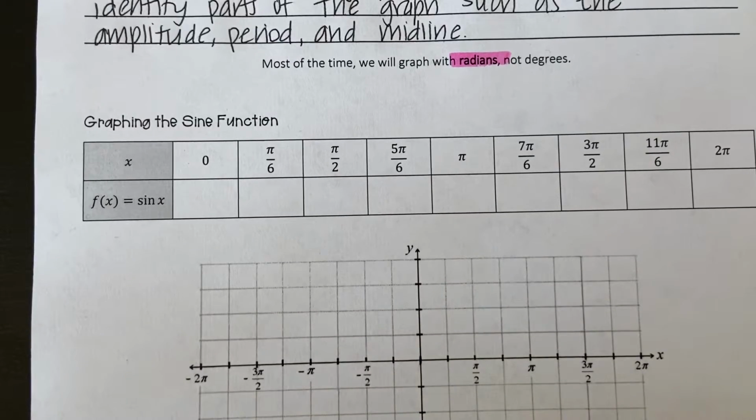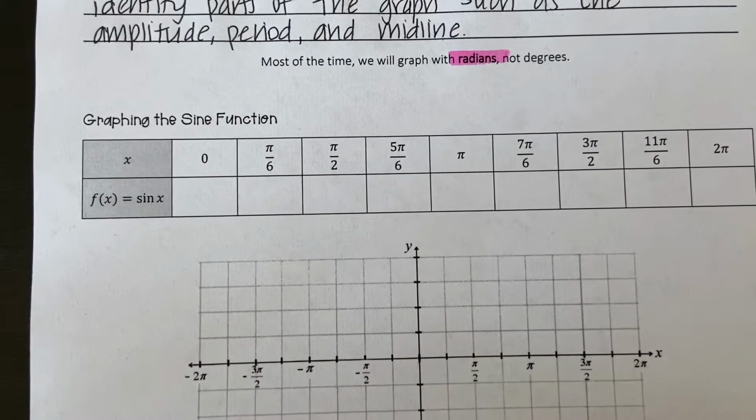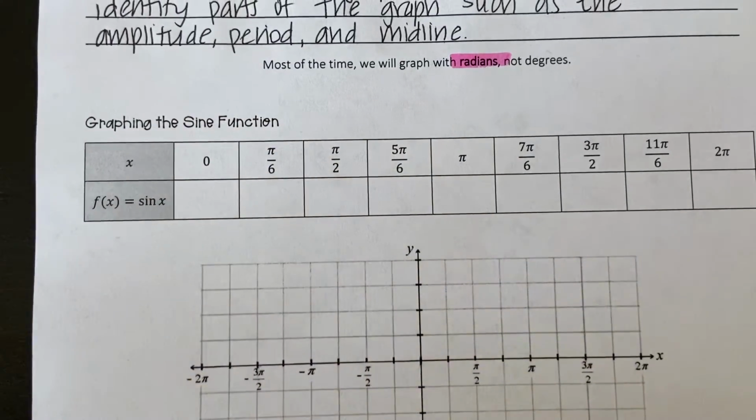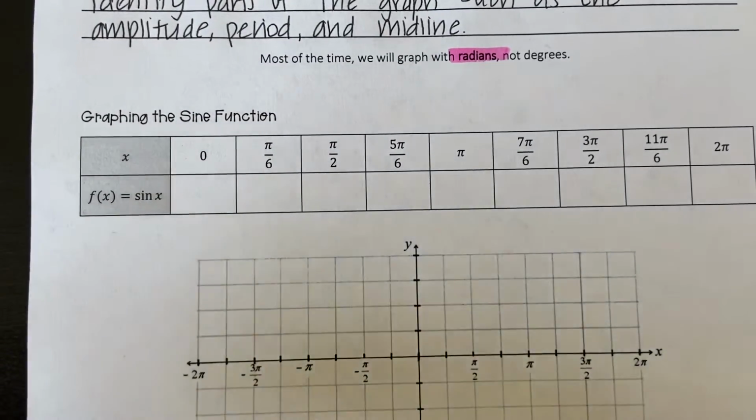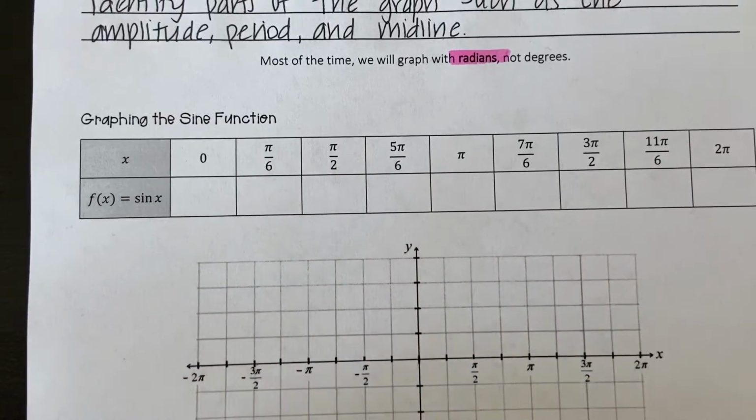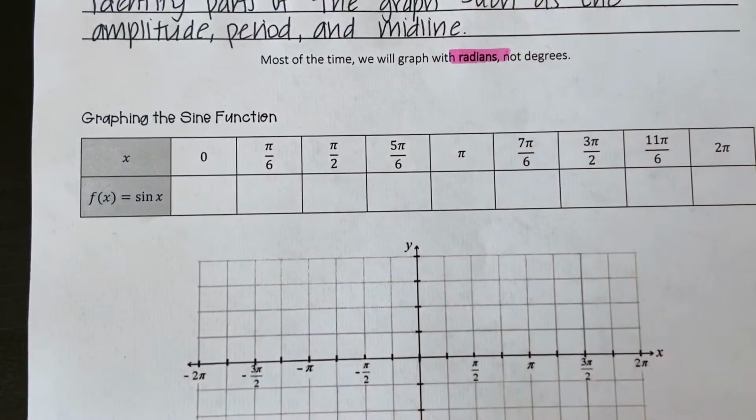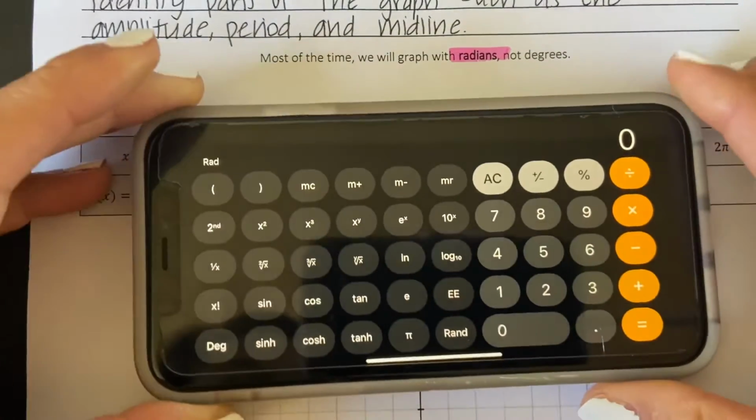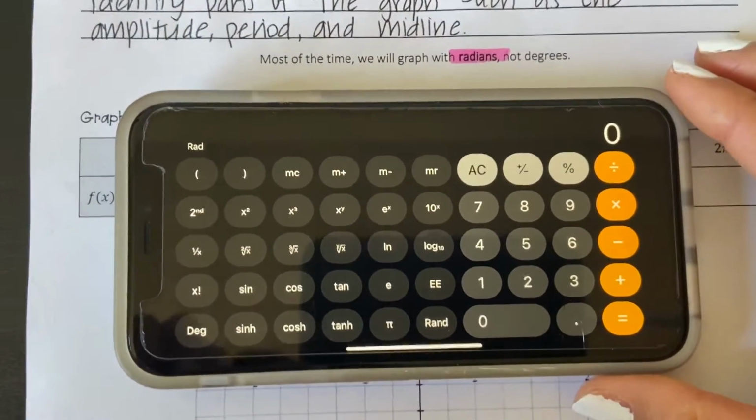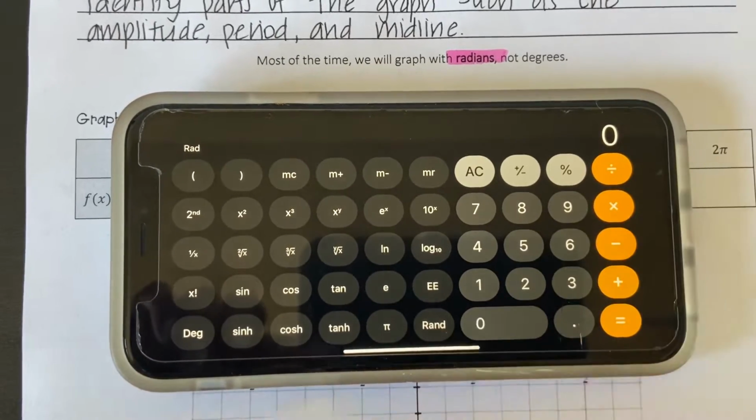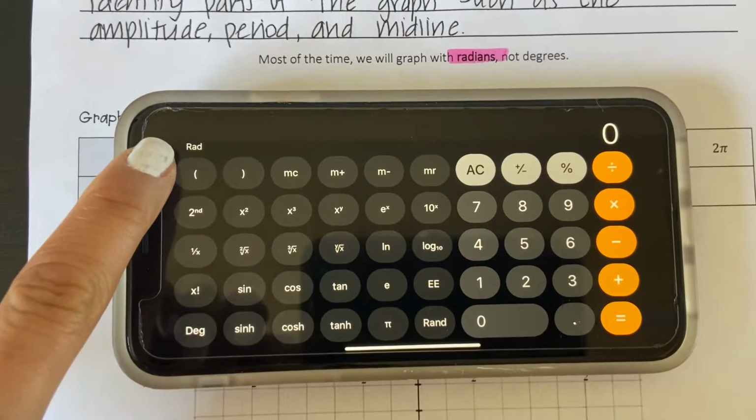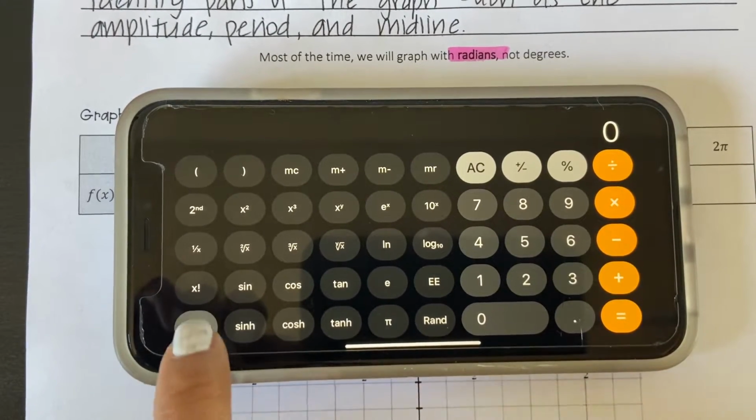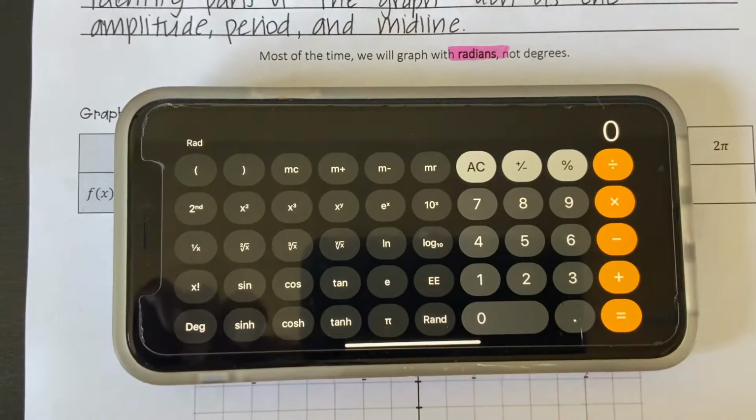Remember, if you're using a calculator, make sure your phone is set to radian mode. So you do need to make sure that you're in radian mode. Let me show you how to do that. Let's say you're using your phone calculator and you turn your phone over to the side. Make sure that your phone is in radians. So this bottom left, right now it's in degrees. Make sure you hit rad so that it is in radian mode.